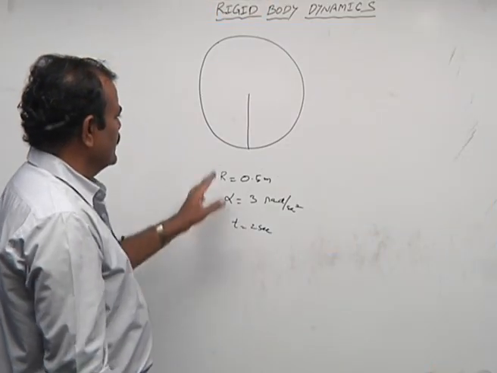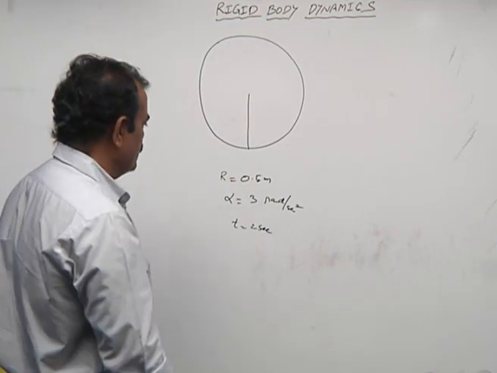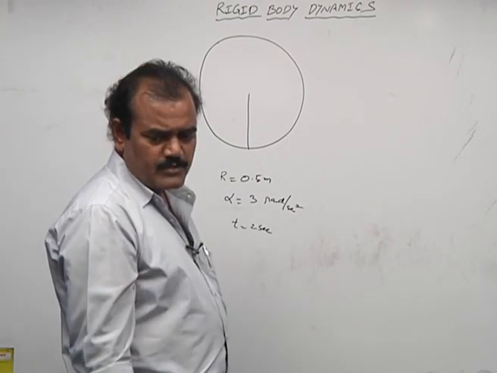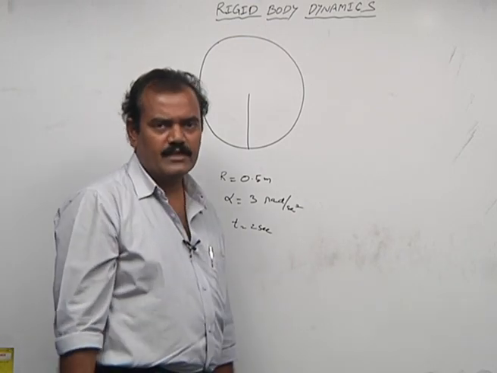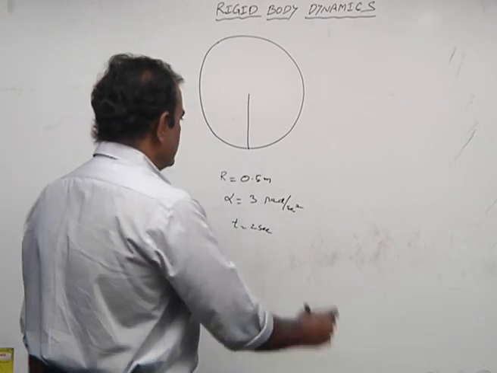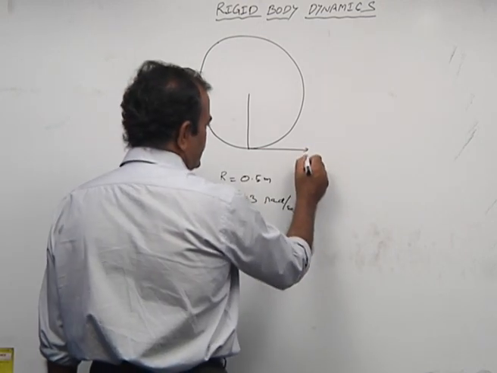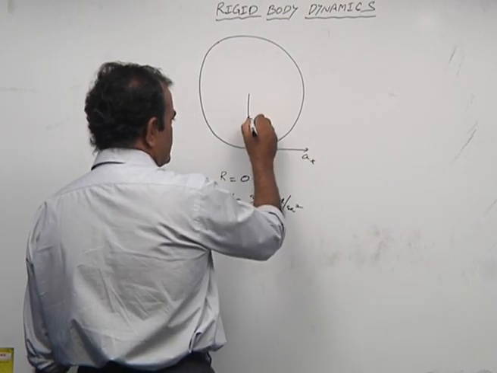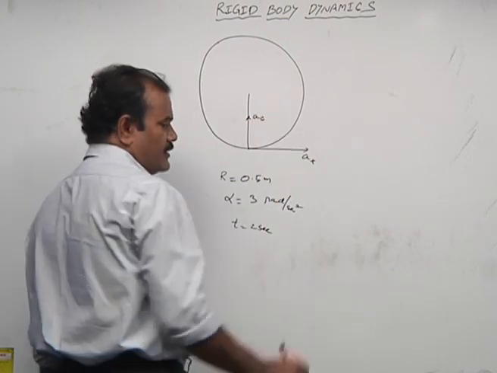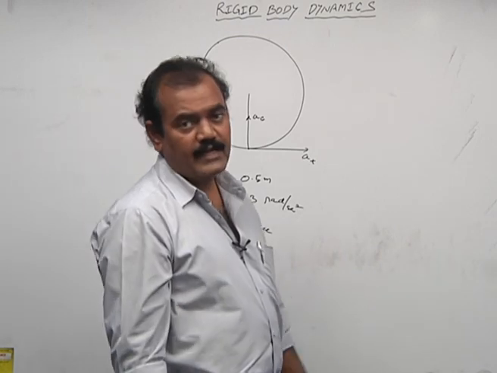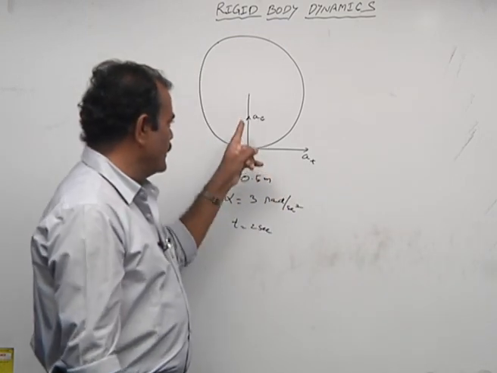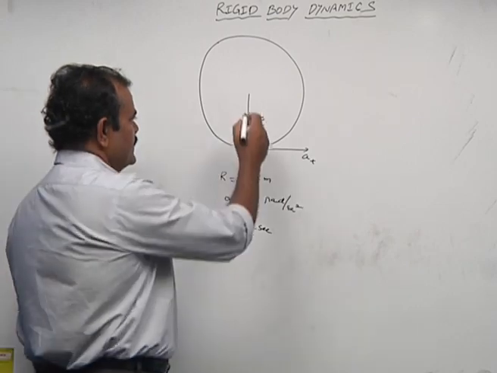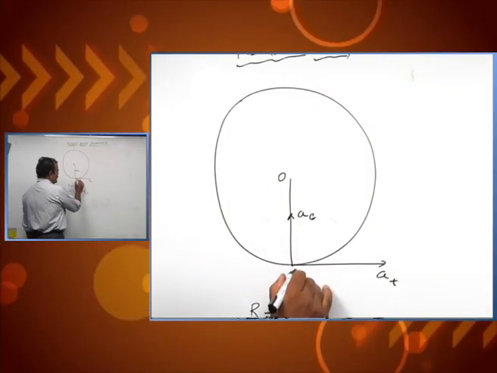First of all, there are two types of accelerations acting on that particle, and you are supposed to find the resultant acceleration of the particle. One is the tangential acceleration, taken as AT, and the other is the centripetal acceleration, or the normal or the radial acceleration, which is acting towards the center.